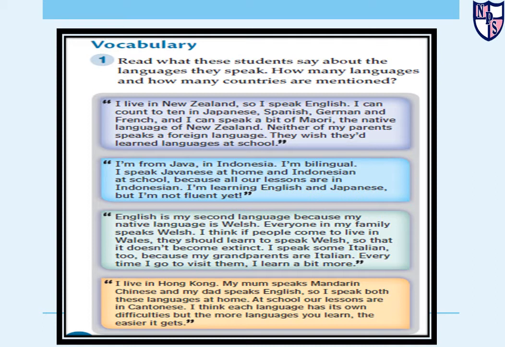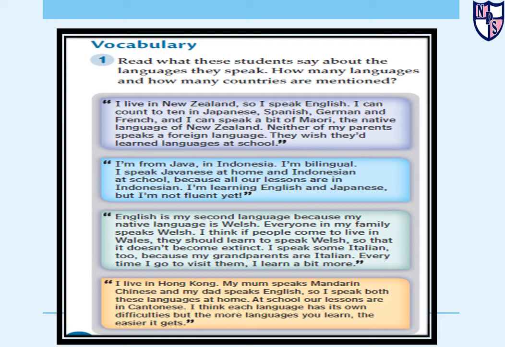So these are the scenes, but the student we are talking about is also learning English and Japanese, but that student is not fluent yet in both of the languages because those are not very frequently used.